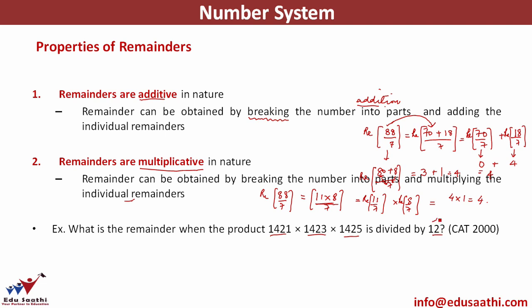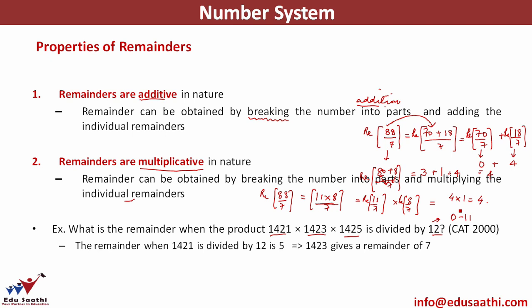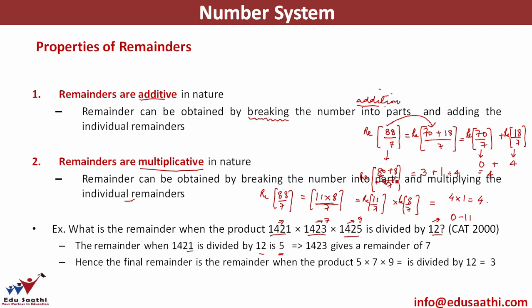Now I know when I'm dividing a number with 12, my answer for remainder would be between 0 and 11. So if my answer is coming out to be greater than 12, I will again divide it with 12 to get to the answer. So let's look at it. 1421 divided by 12, the remainder is 5. So if this is giving me a remainder of 5, the next number 1422 would give me a remainder of 6 and 1423 would give me a remainder of 7. Similarly, 1425 would give me a remainder of 9. So instead of actually multiplying the numbers, I will multiply their remainders, which is 5, 7 and 9.